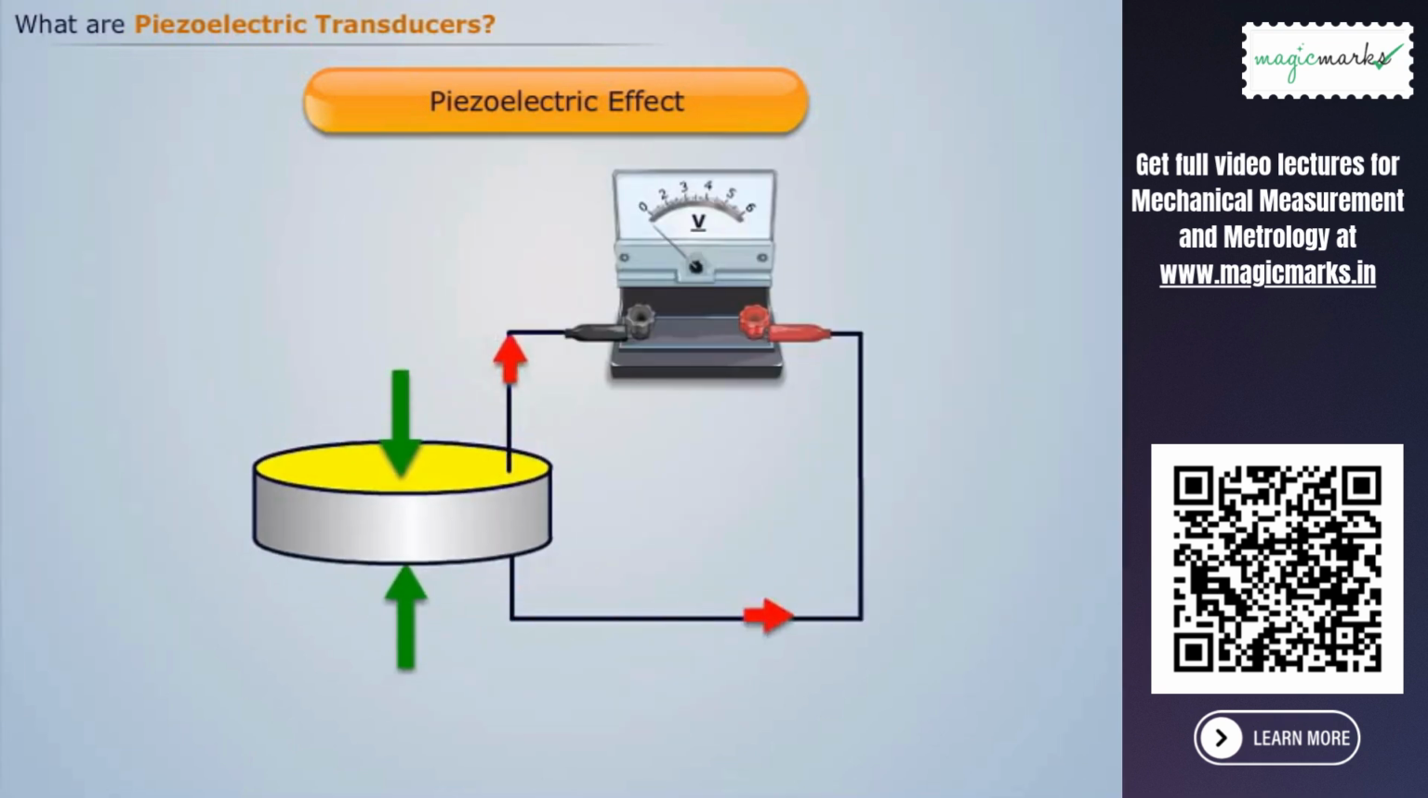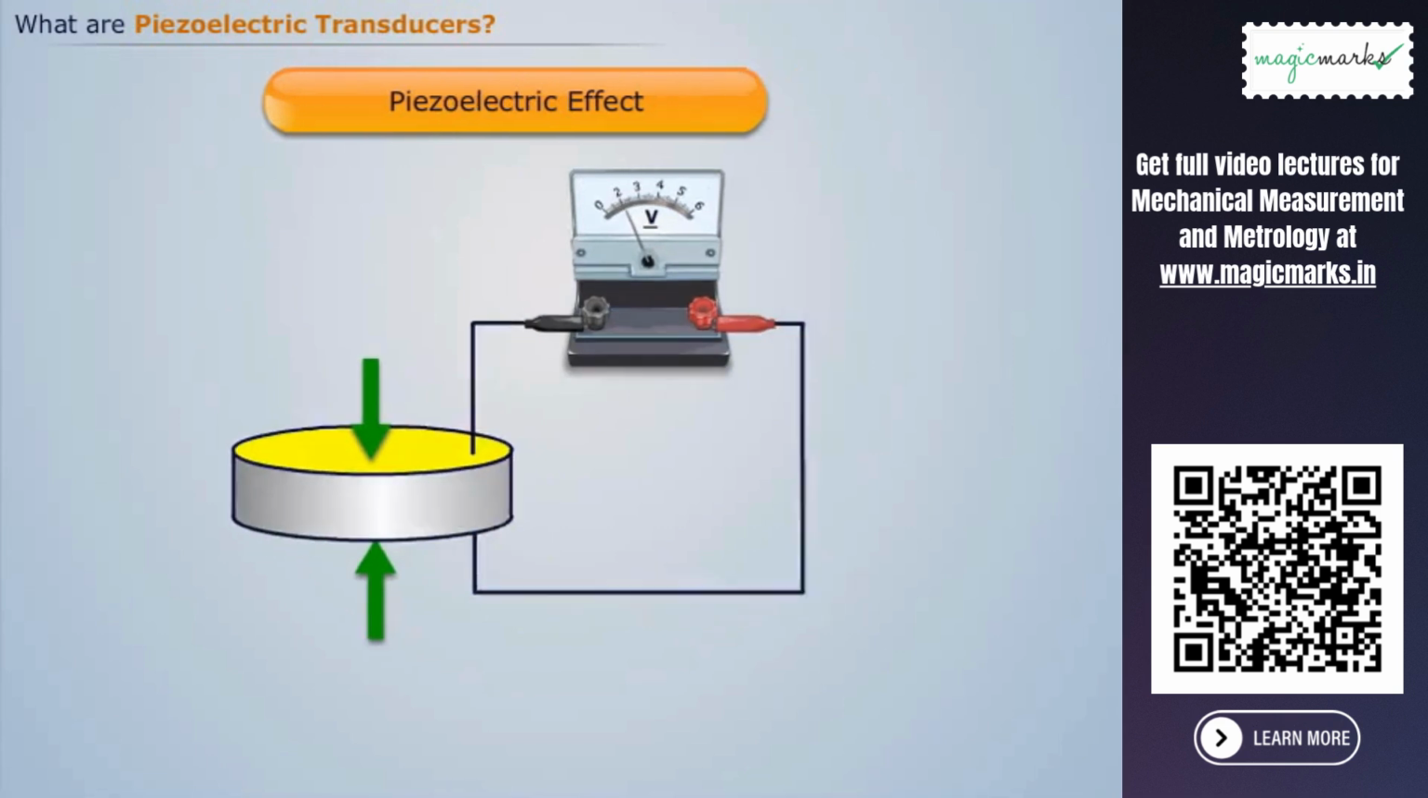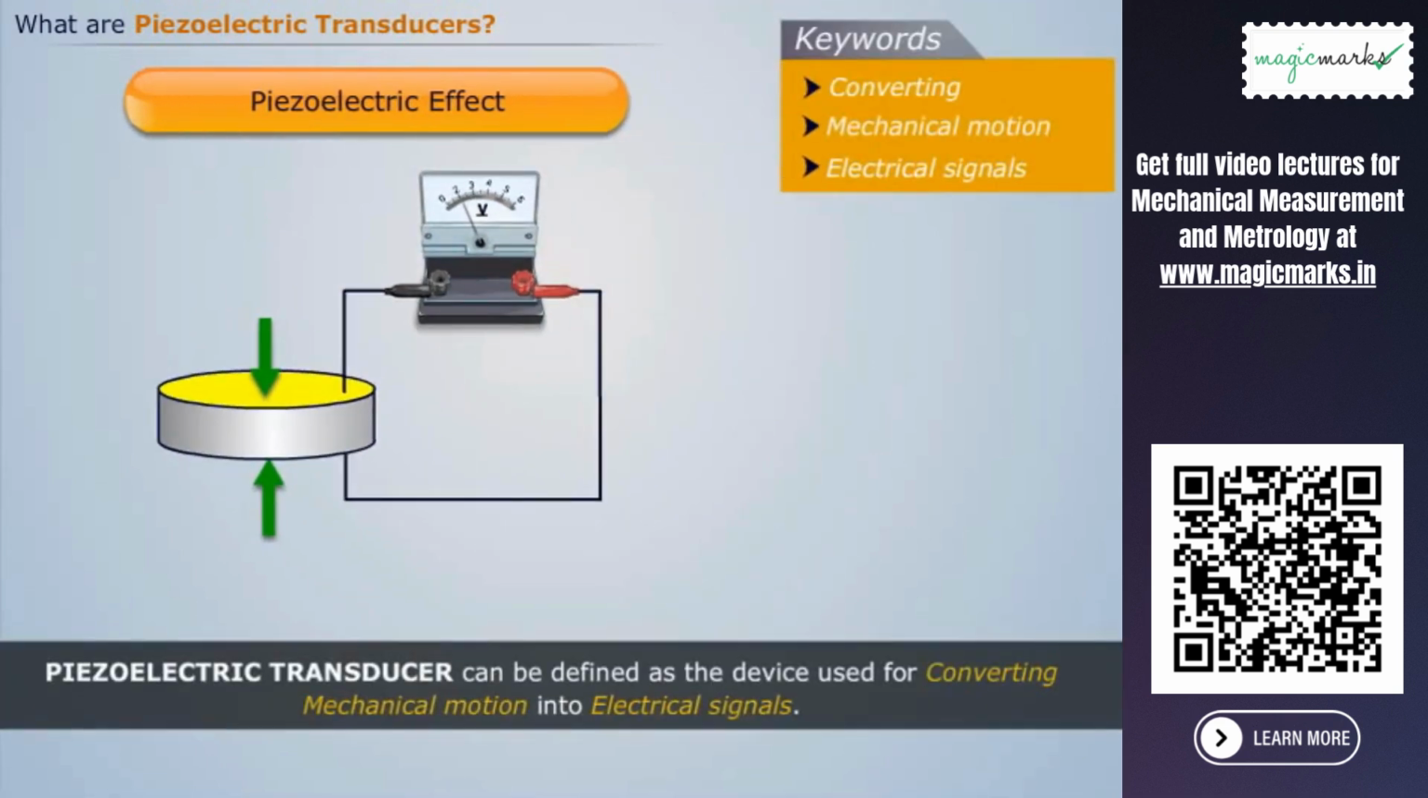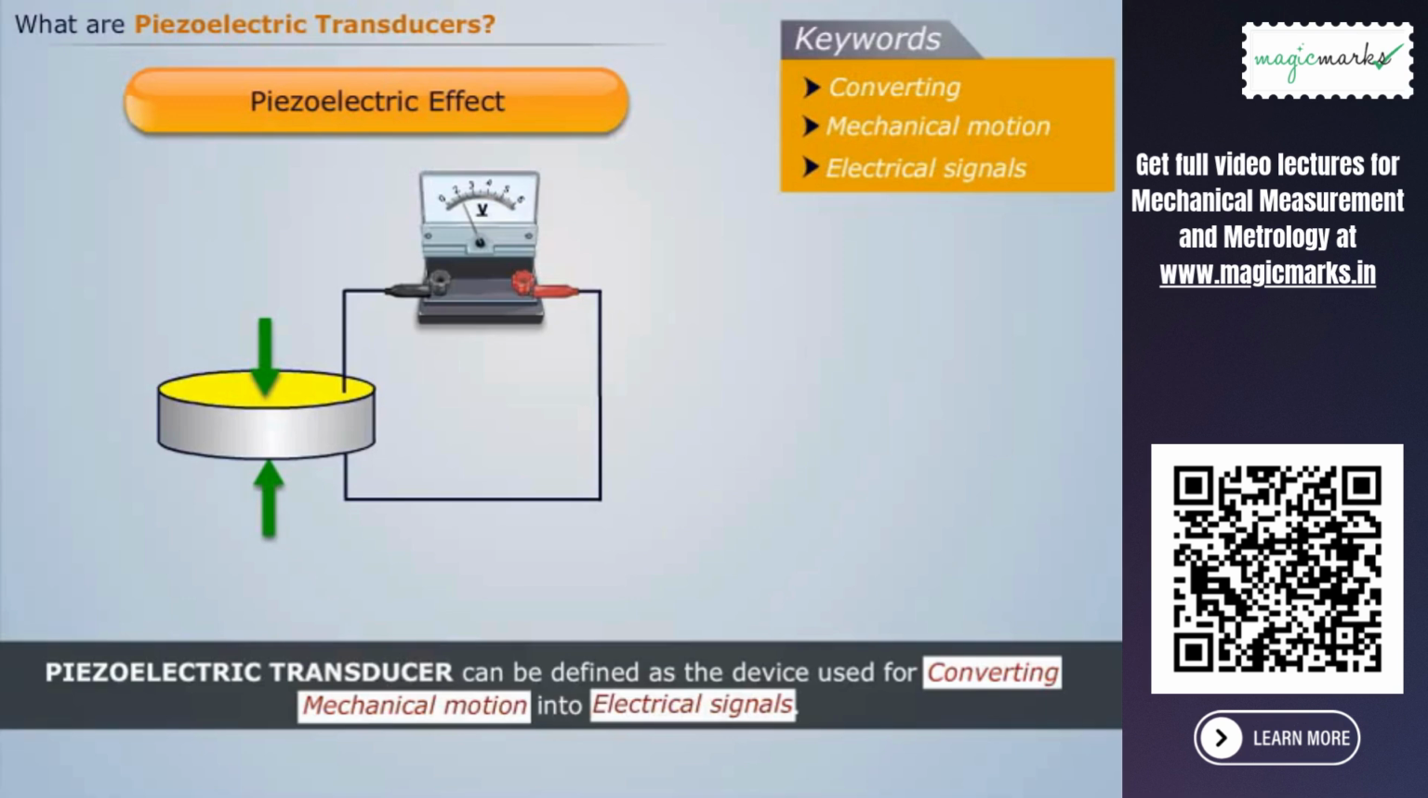Also, if the dimensions of the crystal are changed by application of mechanical force, a potential appears across certain surfaces of the crystal. Thus, we can define a piezoelectric transducer as the device used for converting mechanical motion into electrical signals.